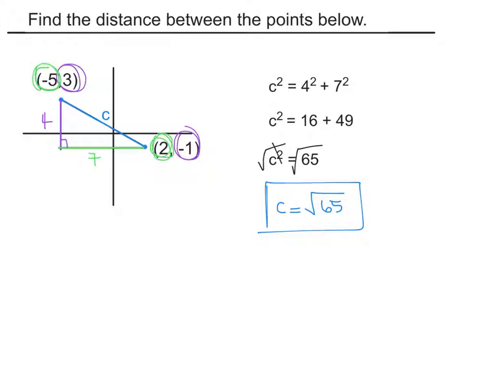So quickly, let me finish the problem just to be all thorough, right? a squared plus b squared equals c squared. So this time my numbers are 4 and 7, which squared give me 16 and 49. They add to 65. The square root of 65 does not simplify. So the distance between these 2 points is the square root of 65.